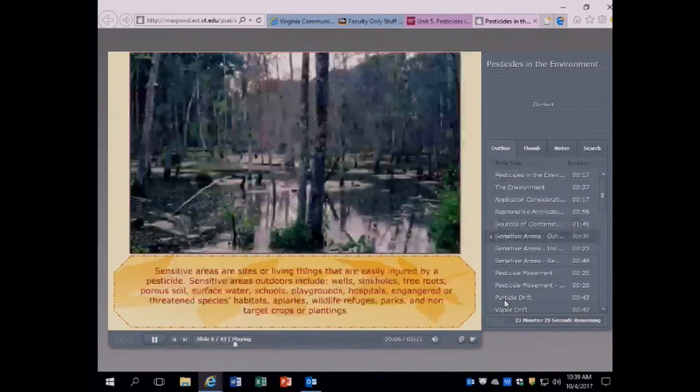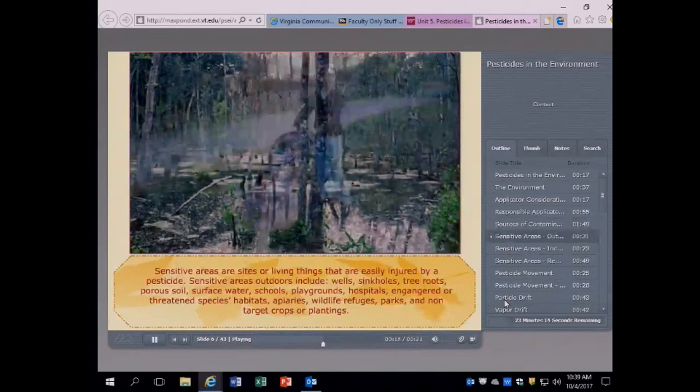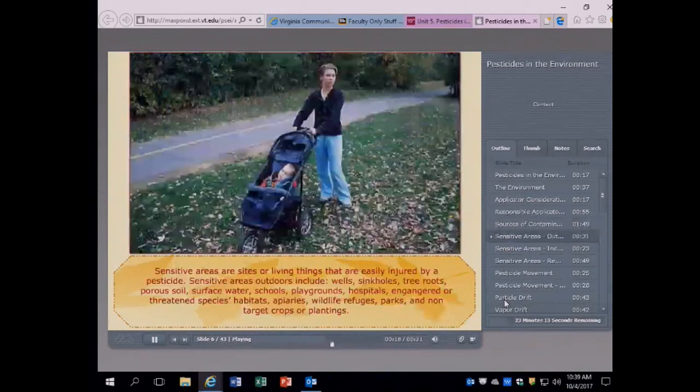Sensitive areas outdoors include areas where groundwater is near the surface or easily accessed, such as wells, sinkholes, porous soil, areas in or near surface water, areas near schools, playgrounds, hospitals, and other institutions, areas near the habitats of endangered or threatened species, areas near apiaries or honeybee sites, wildlife refuges or parks, and areas near ornamental gardens, food or feed crops, or other sensitive plantings.